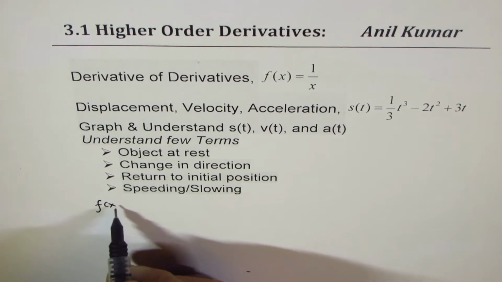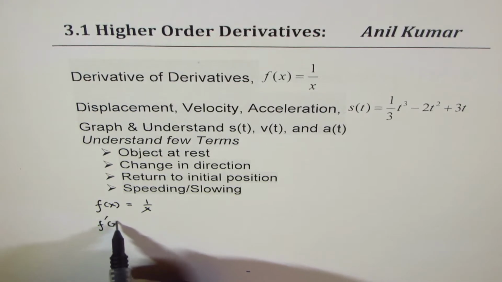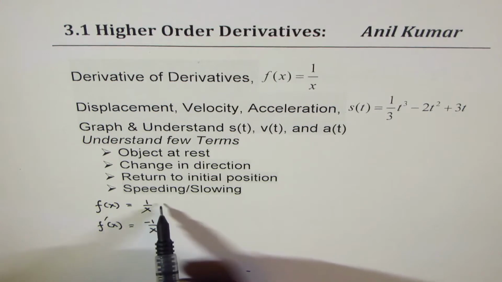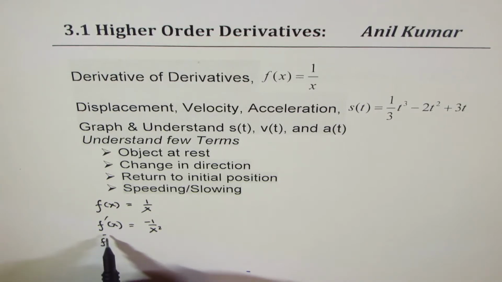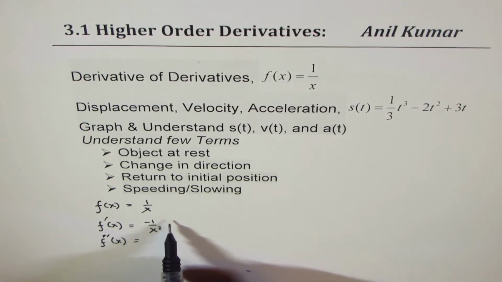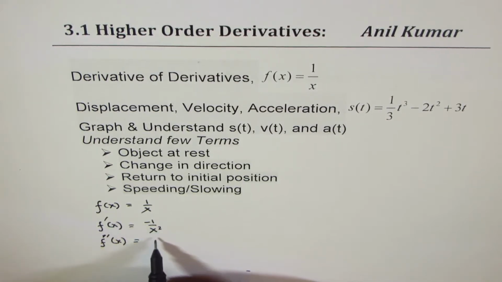So I've taken a very simple function which is 1 over x. Now what is the derivative of 1 over x? Well, it is minus 1 over x squared, right? You could write this as x to the power of minus 1 and then figure this out. Now, what is the second derivative, I will say, derivative of derivative? That means, what is the derivative of minus 1 over x squared? Well, x to the power of minus 2, that minus 2 when multiplied by minus 1 gives you plus 2, right? So what you get here is 2 over x cubed.